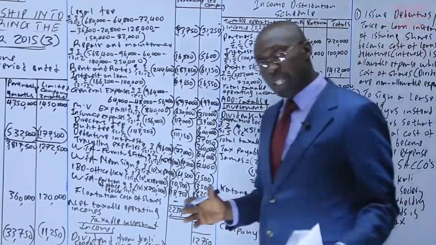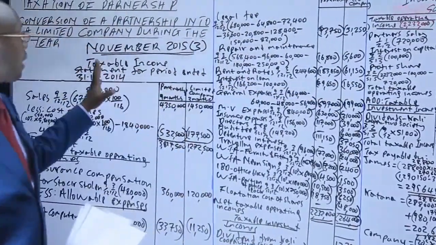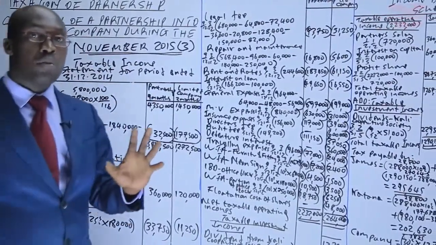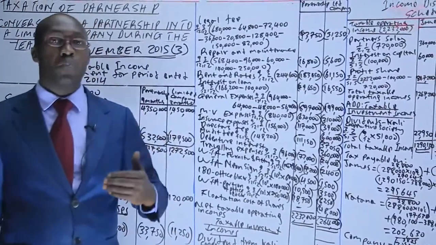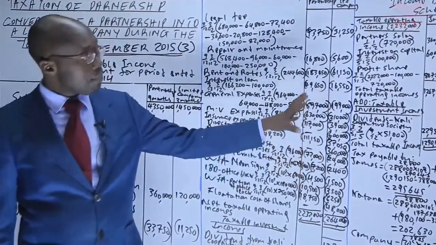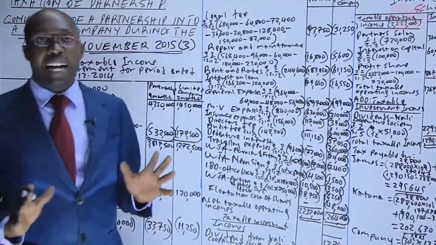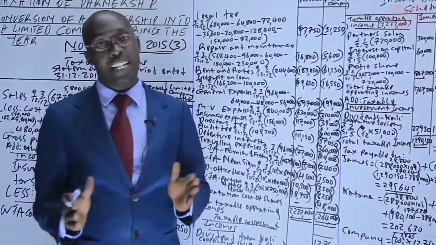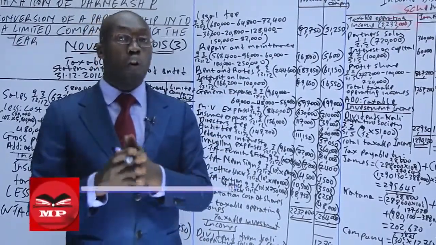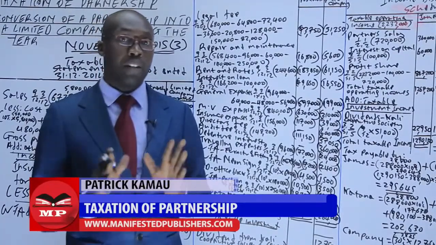So that brings us to the end of this lesson about the conversion of a partnership into a limited company during the year, where we have looked at how you can use the net profit method and the gross profit method to get the taxable income, and how to tax the businesses, the partnership, the partners, and also the limited company. So that marks the end of the taxation of the partnership. When we meet in the next lesson, we'll be looking at the taxation of the next business after partnership, the limited company.